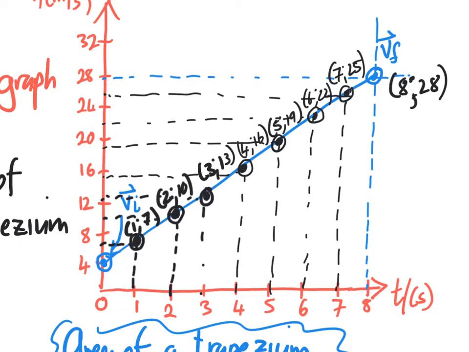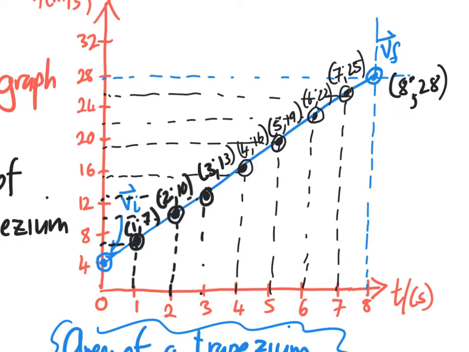So for the first second, we need to work out the area under this part of the graph. Then, to work out the change in position of the object after 2 seconds, we need to work with the area under this section of the graph. And to work out the change in position after 3 seconds, we would need to work out the area under this part of the graph.